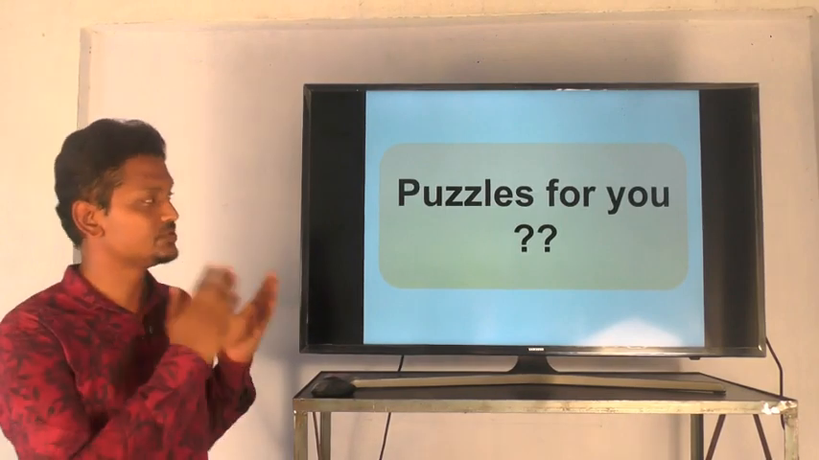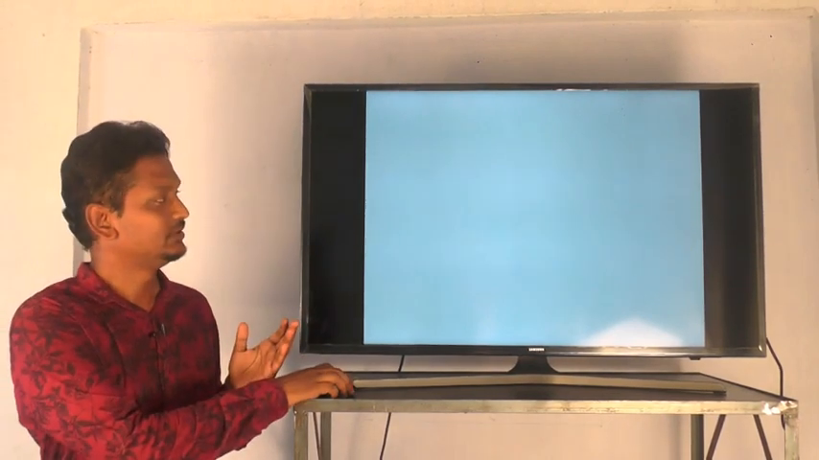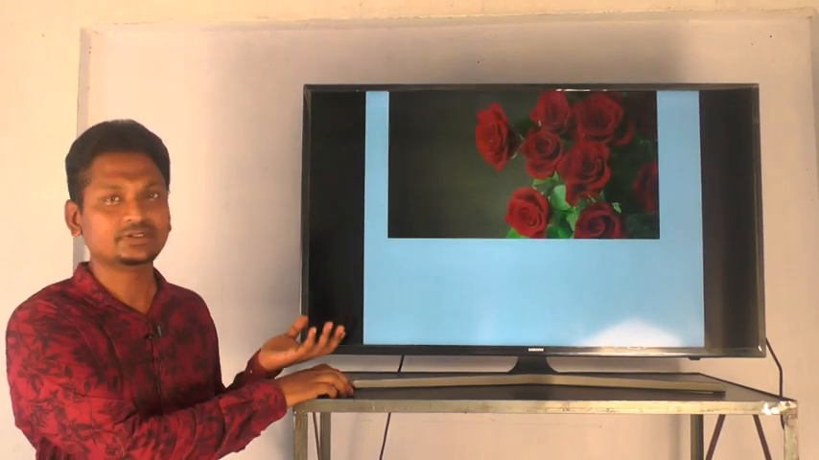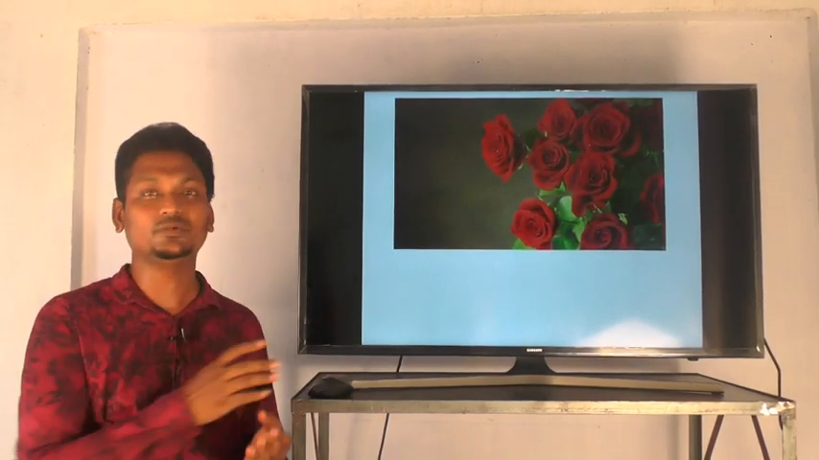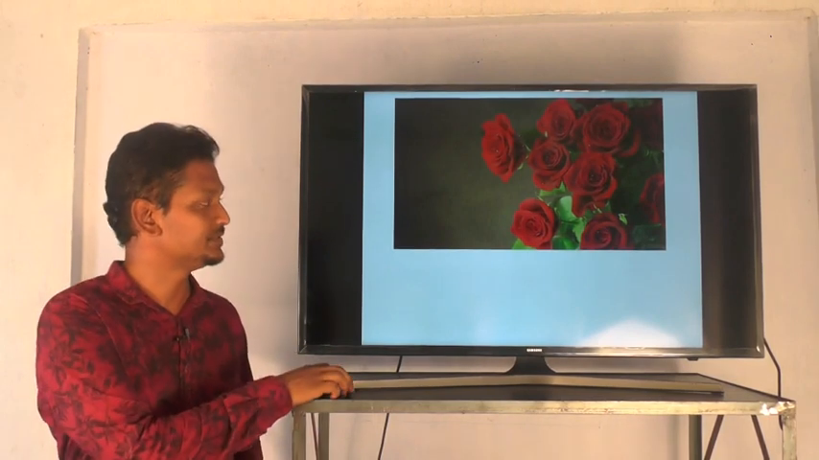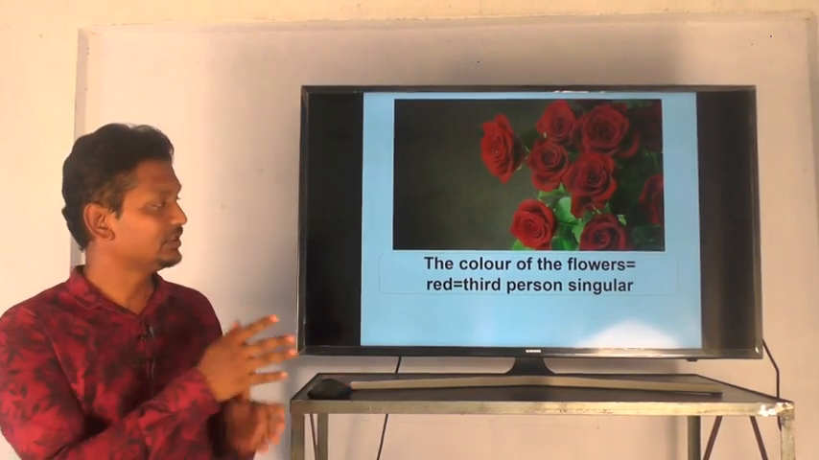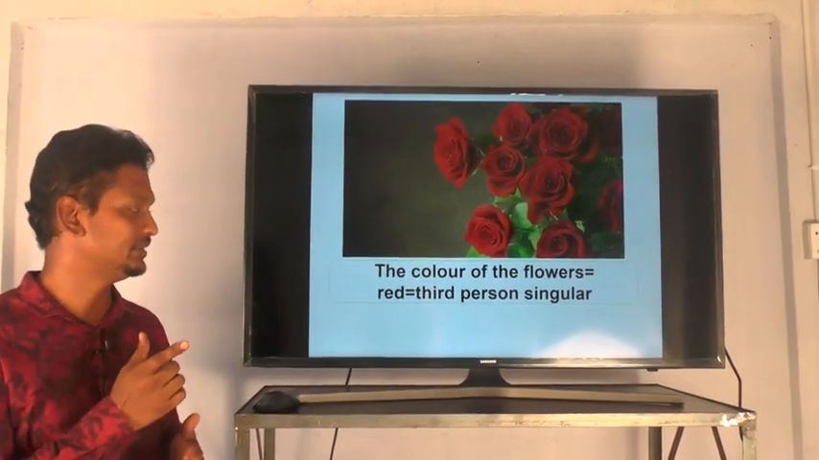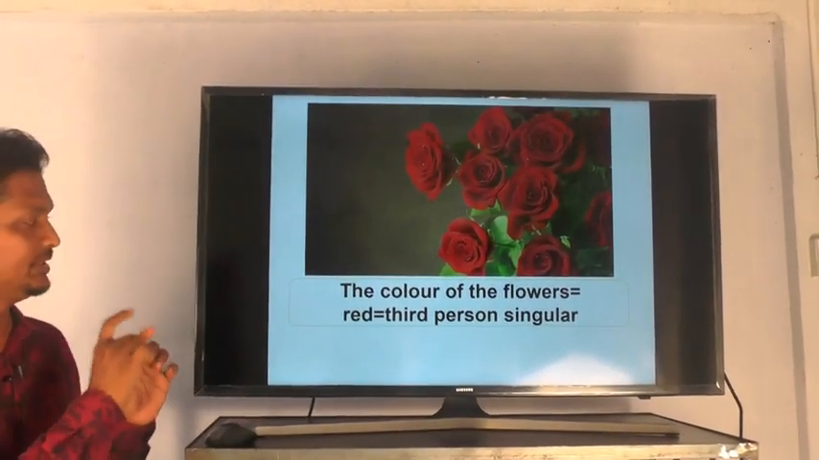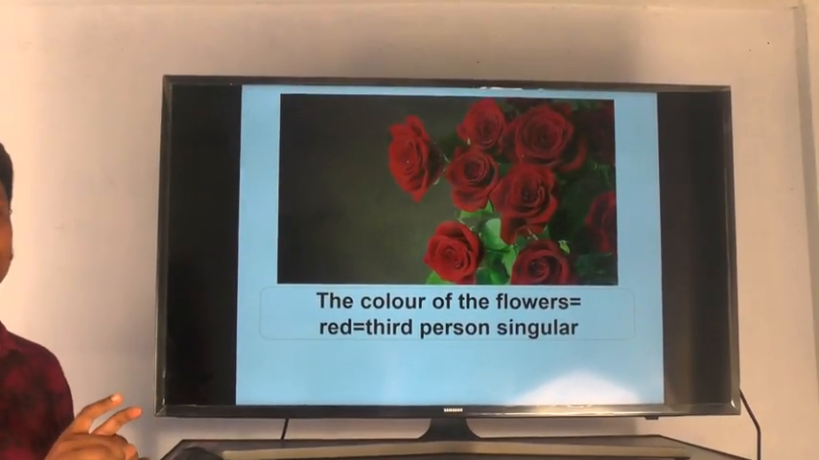Now, puzzles for you. Look at the picture. What do you see in the picture? You see, of course, some red roses. So the color of the flowers is how many colors? Only one color is here, red. Look at the phrase, the color of the flowers.